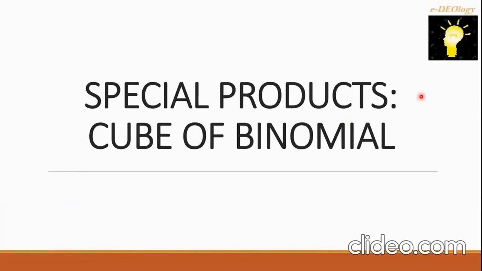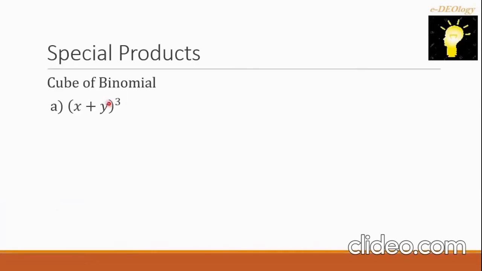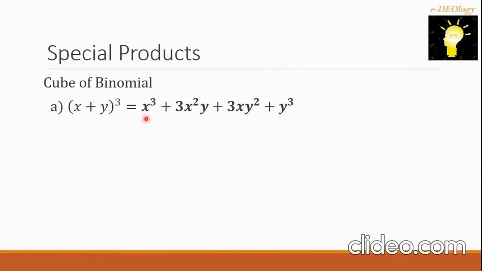We're going to study special products of cube of binomial. We're going to have two parts. The first part is the sum of two terms, and it is raised to 3. In the books, you will find the special product to be these terms. We have 4 terms in the product here. So let us examine one by one.